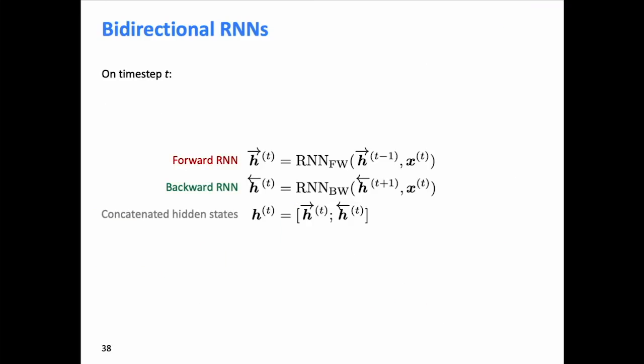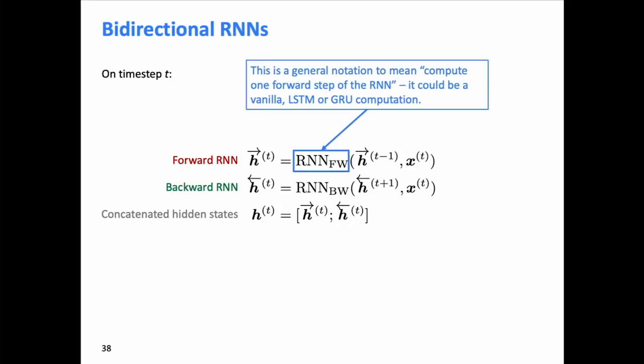Here are the equations that just say the same thing. So you have your forward RNN, and here we've got a notation that you might not have seen before. This kind of notation where it says RNN and then in brackets the previous hidden state and the input, that's simply saying that, you know, HT is computed from the previous hidden state and the input, and RNN forward could be a vanilla or a GRU or an LSTM. It doesn't really matter, we're looking at it abstractly.